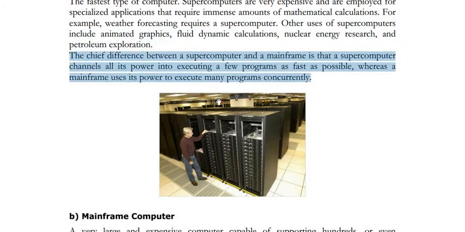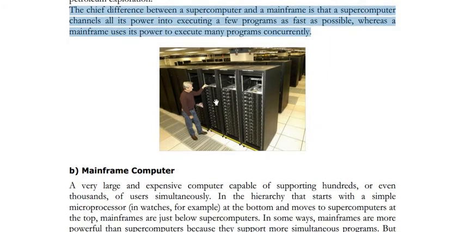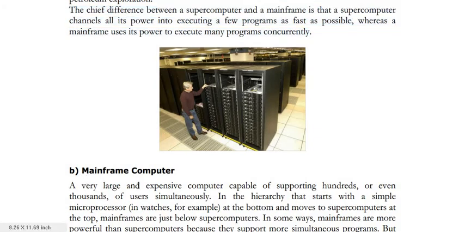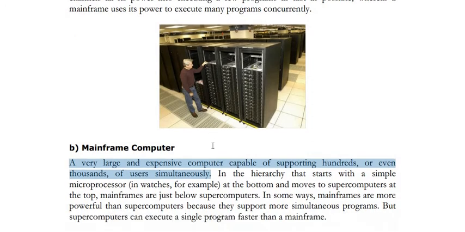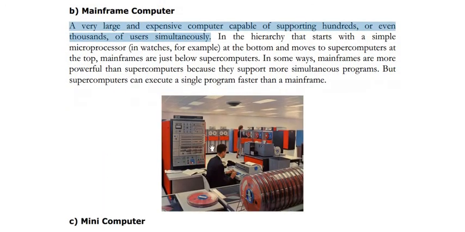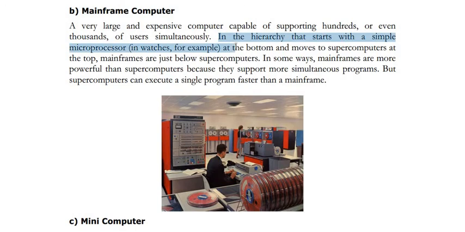The chief difference between a supercomputer and a mainframe is that a supercomputer channels all its power into executing a few programs as fast as possible, whereas a mainframe uses its power to execute many programs concurrently. B. Mainframe computer. A very large and expensive computer capable of supporting hundreds, or even thousands, of users simultaneously.